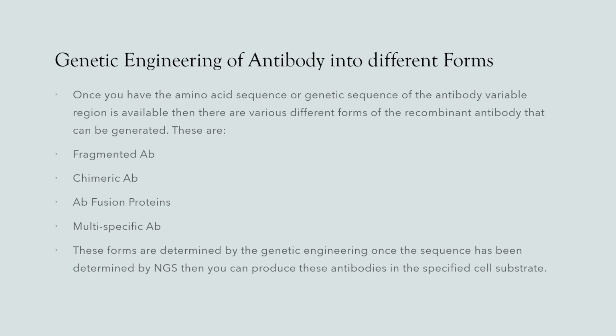And then you have antibody fusions, where we fuse variable heavy chains or single variable fragments onto an antibody. You can also combine antibodies to produce bispecific or trispecific antibodies, where you have three antibodies, or multi-specific antibodies, and this is using protein engineering techniques. So these different forms are determined by genetic engineering, and once a sequence has been determined by next generation sequencing, you can then produce these types of antibodies from specified cell substrates.